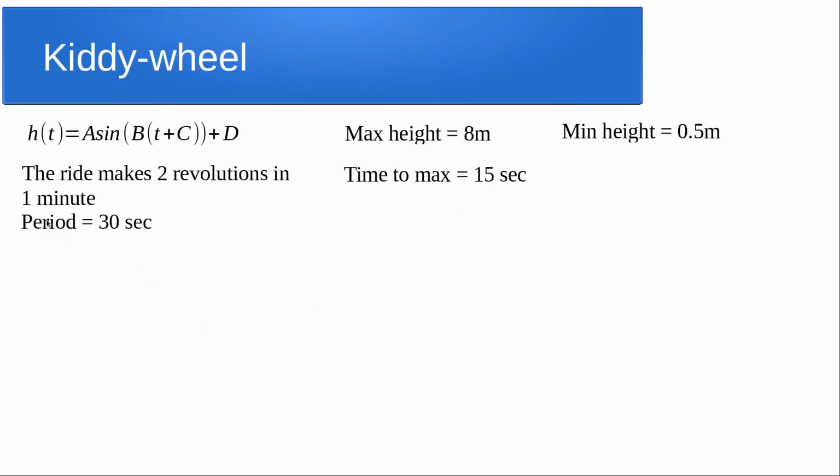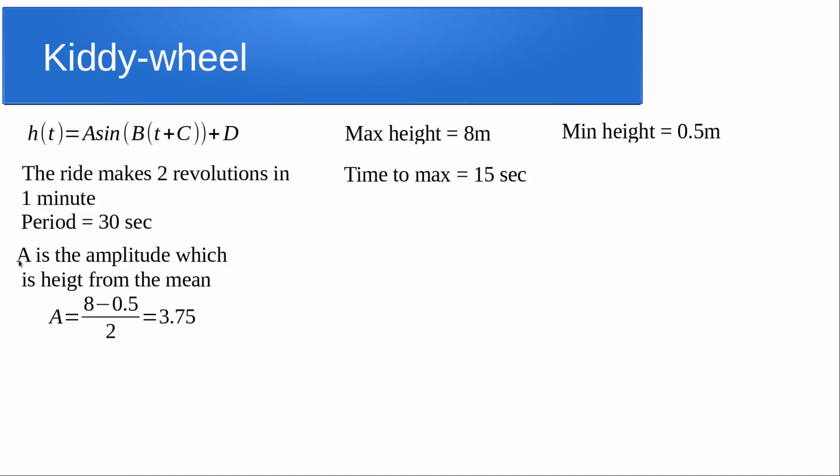Now, it's important I've used this bit that the period is 30 seconds here, because we're actually shown that we understand some of the features of our trigonometric function. We've also got here, A is the amplitude, which is the height from the mean. Now this is important. Again, we've used the term amplitude. We're explaining we know what the amplitude is.